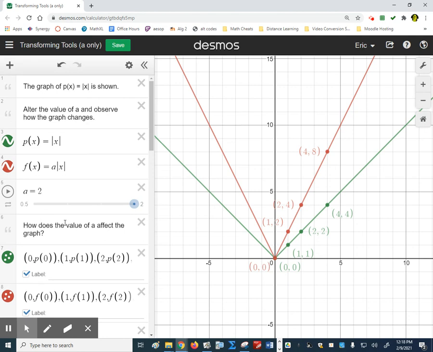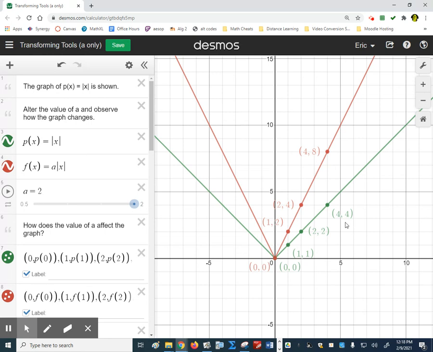What do you think? What did I do? Yeah, I just multiplied them all by 2, didn't I? I multiplied them all by 2. 0 times 2 is 0. 1 times 2 is 2. 2 times 2 is 4. 4 times 2 is 8, right? Multiplied them all by 2, okay?